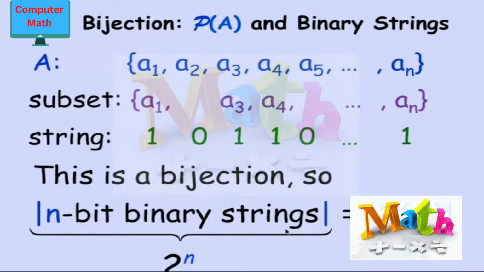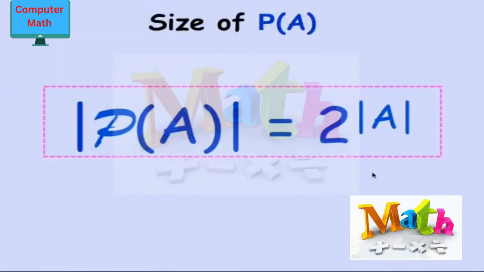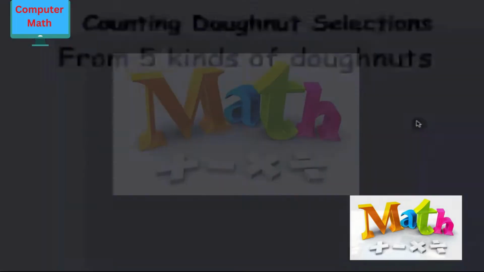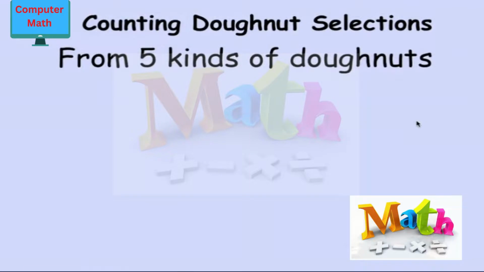And what we conclude then is that the number of n-bit strings is equal to the size of the power set of A. It's equal to the number of subsets of A. And of course, we know how to count the number of n-bit strings. It's 2 to the n. So what we just figured out is if I have a set of size n, it's got 2 to the n subsets. And a slick way to say that without mentioning n is that the size of the power set of A is simply 2 to the size of A.